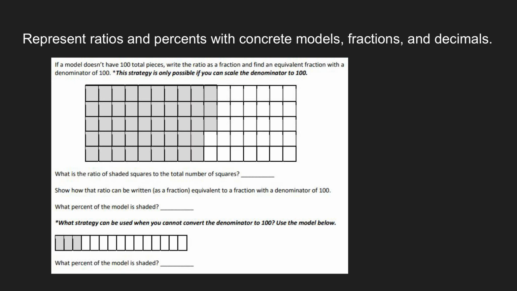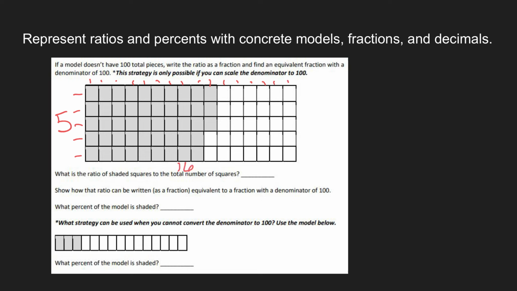All right, number 2. If a model doesn't have 100 total pieces, write the ratio as a fraction and find an equivalent fraction with a denominator of 100. This strategy is only possible if you can scale to the denominator of 100. What is the ratio of shaded squares to total number of squares? Okay, so I'm going to count 1, 2, 3, 4, 5, and then 1, 2, 3, 4, 5, 6, 7, 8, 9, 10, 11, 12, 13, 14, 15, 16.